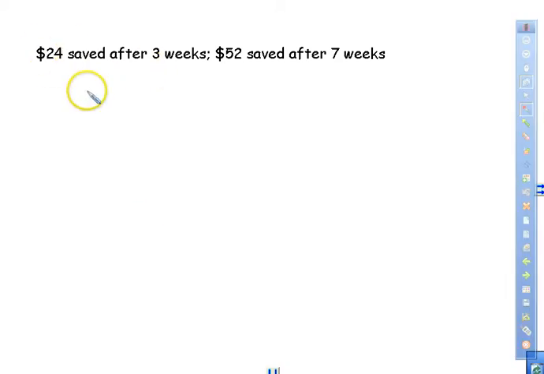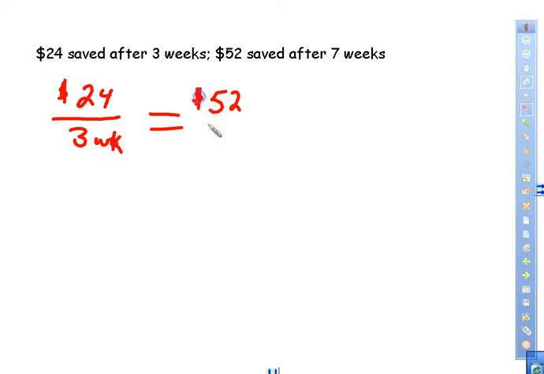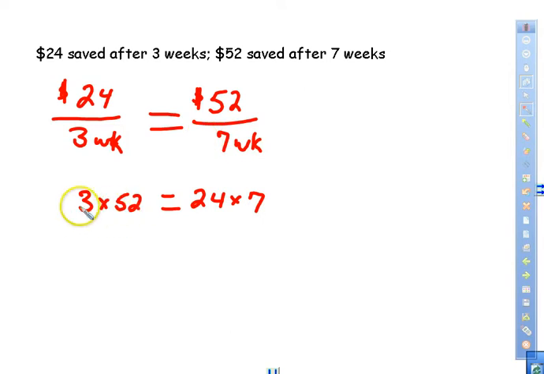So my first fraction is going to be $24 over 3 weeks. We're going to assume that it equals $52 over 7 weeks. Okay, now we can cross multiply, and it would be 3 times 52 equals 24 times 7. Now again, you could have put the 24 times 7 over here and the 3 times 52 on the other side.